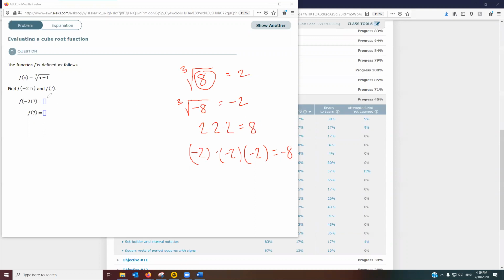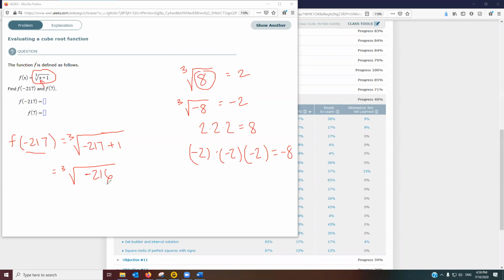All right, so let's go to these examples. First, they're asking us, what is f of negative 217? Well, what that means is go to the original function and replace the letter x with this number, negative 217. So this is going to be the cube root of negative 217 plus 1. So this is going to be the cube root of negative 216.